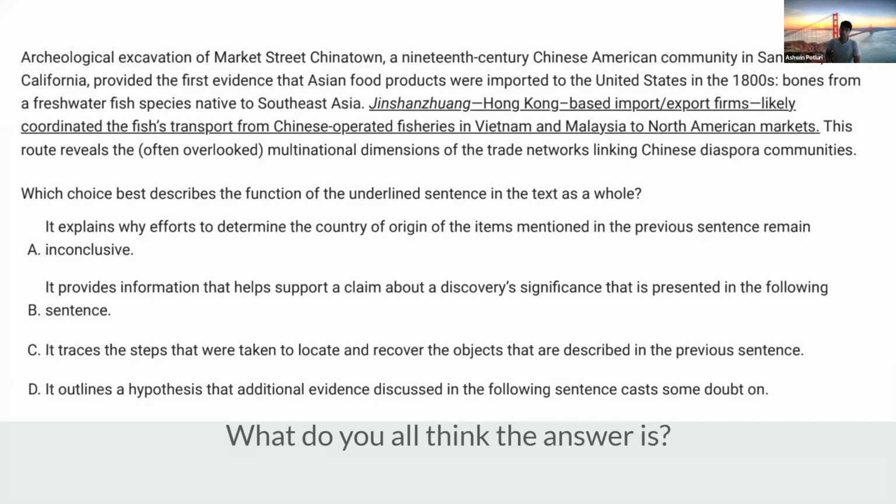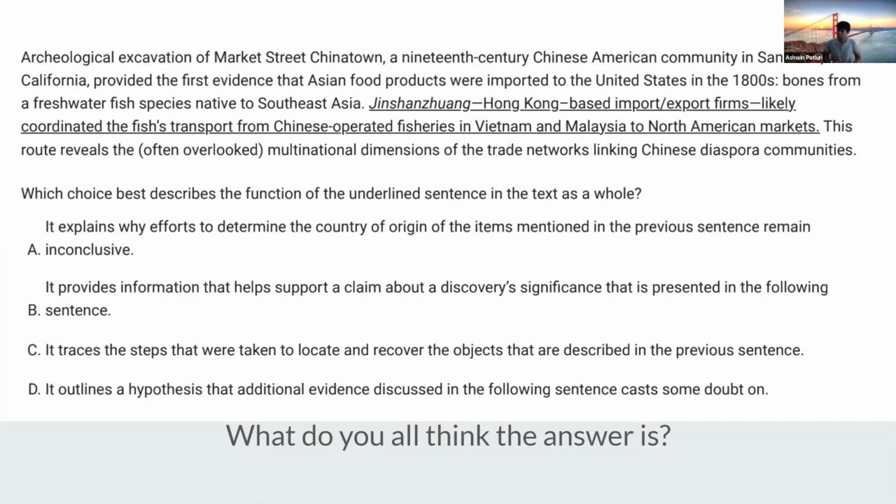Archaeological excavation of Market Street Chinatown, a 19th century Chinese American community in San Jose, California, provided the first evidence that Asian food products were imported to the United States in the 1800s. Bones from a freshwater fish species native to Southeast Asia, Jinshanshuang (I'm not sure if I'm saying that right; you don't need to necessarily get everything right), Hong Kong-based import-export firms likely coordinated the fish transport from Chinese-operated fisheries in Vietnam and Malaysia to North American markets. This route reveals the often overlooked multinational dimensions of the trade networks linking Chinese diaspora communities.